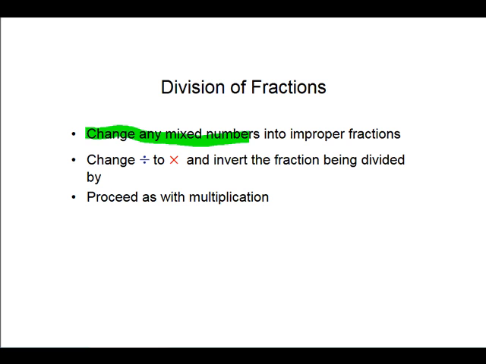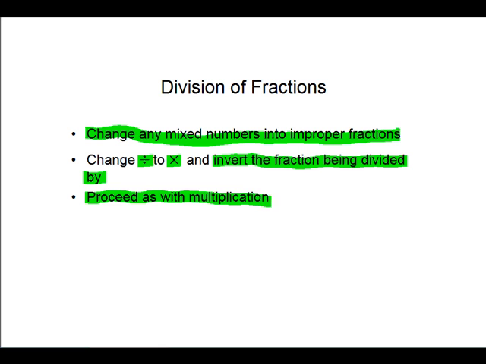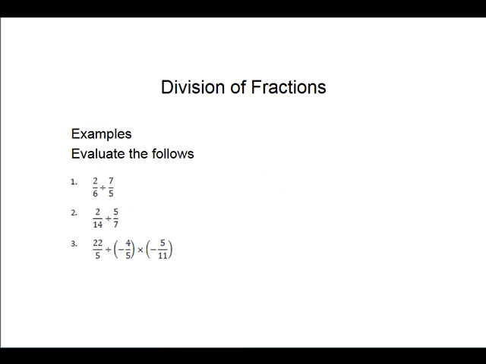Okay, so with fractions, just like beforehand, convert any mixed numbers to improper fractions. But the difference here is that when you have a division sign, the best way to deal with it is to change it into a multiplication sign by inverting the fraction after the division sign and replacing the division sign with the multiplication sign, and then do it as multiplication. So here's a few examples showing how this process works.